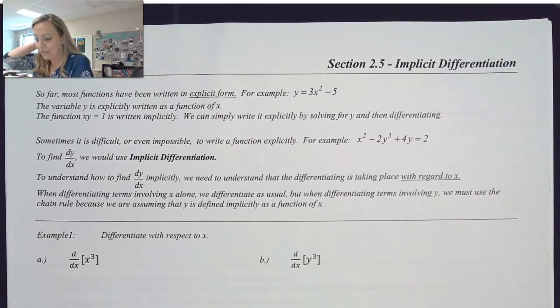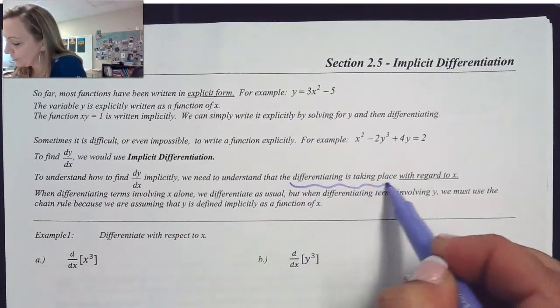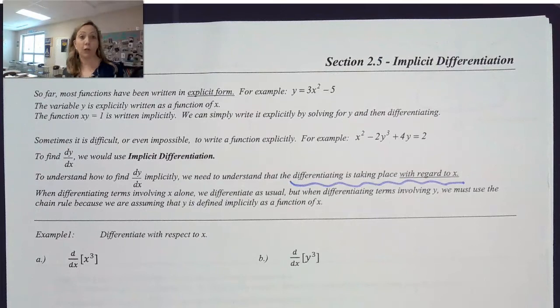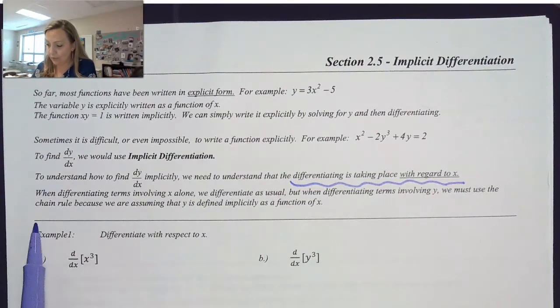To understand how to find this dy dx, this derivative of y with respect to x implicitly, we have to understand that the differentiating is taking place with respect to x. When we're differentiating terms involving x alone, which is what we've been doing, we differentiate as usual. But when we have terms involving y, we use the chain rule because we're assuming that y is defined implicitly as a function of x.